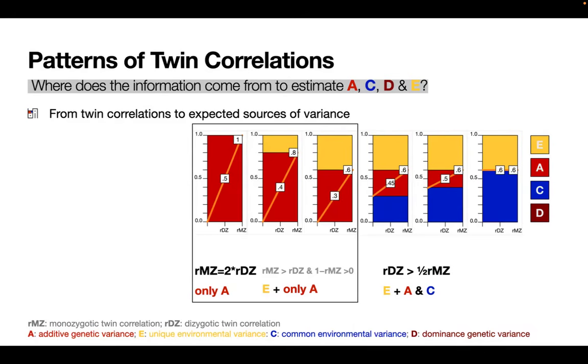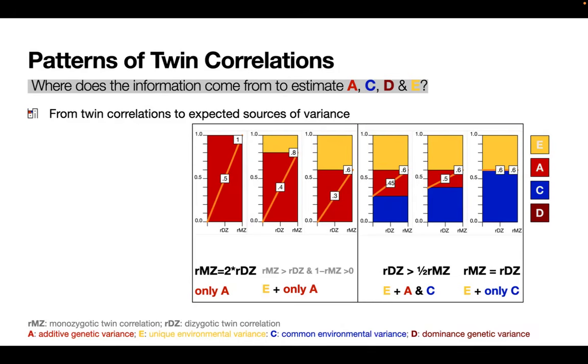You see that for the red portion, there is still this 2-to-1 ratio of the MZ versus the DZ correlation. As the DZ correlation becomes closer to the MZ correlation, as in the middle panel here, the relative magnitude of the C component increases and that of the A component decreases. And at the extreme, when the MZ and the DZ correlations are the same, there is no evidence for additive genetic or any genetic variance, but this is consistent with a pattern where the shared environment explains the observed correlations in twins.